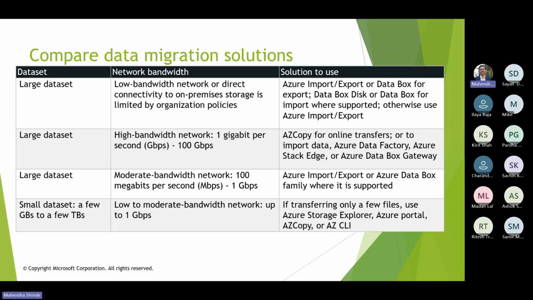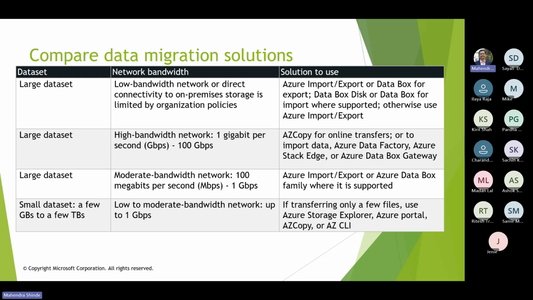Now, what if you have large data, but you have higher bandwidth? Higher bandwidth means your bandwidth ranges between 1 Gbps to 100 Gbps. Do you know that most common network bandwidth nowadays is 1 to 100 Gbps? Rather, 1 to 10 Gbps is the most commonly found network bandwidth at many organizations. But let's say if this is the case, you can do online data transfer.